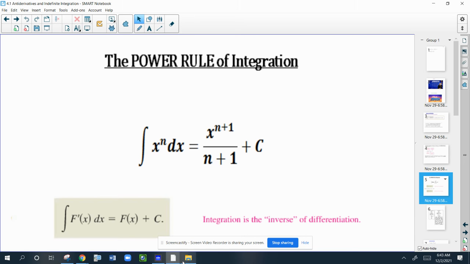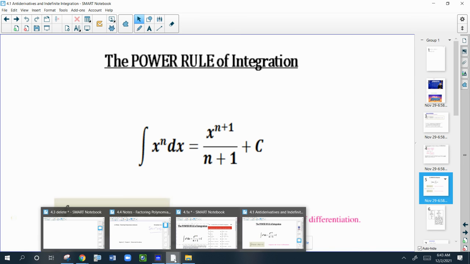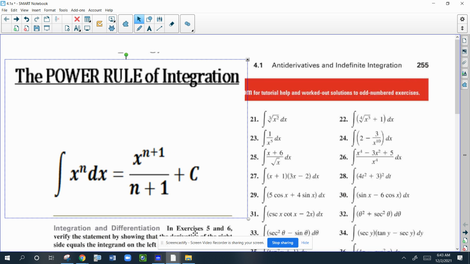Okay, in this video, we're going to look at the power rule of integration. So this is your basic integration. You may remember there was a power rule for differentiation. This is basically the opposite of that. And the most important thing about integration is there's not a lot of rules. Power rule is really the only rule you're going to find.